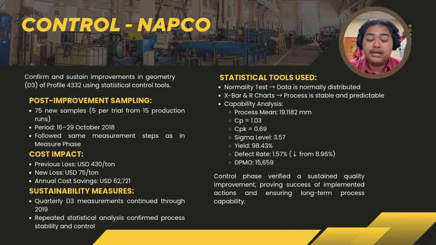This led to a 98.43% process yield and annual cost savings over 62,000. A major win for the company. To make sure that this gain would last, Napco put in place ongoing control measures, including quarterly monitoring on the D3 dimension and continuous statistical tracking through 2019. Thanks to this approach, the process remained stable over time and the improvement became part of the standard operation.